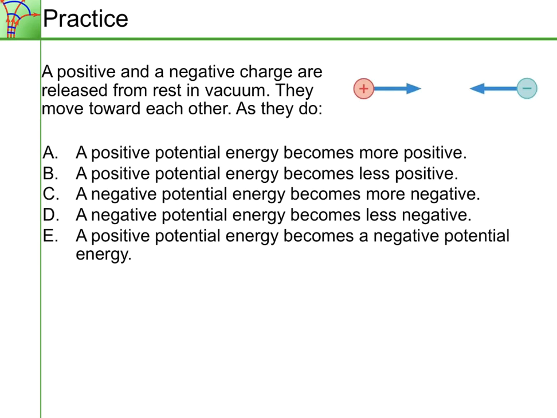So, a positive and a negative charge are released from rest in vacuum. They move towards each other. As they do, does positive potential energy become more positive, positive potential energy become less positive, negative potential energy become more negative, negative potential energy become less negative, or positive potential energy become a negative potential energy? While you think about it, let me write down the equation.